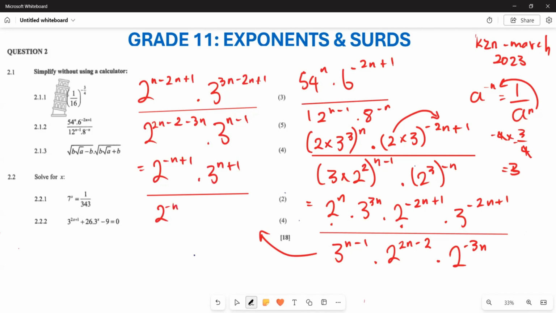And now, when you write this other one, it is going to be the same as what? Your denominator is going to multiply by 3 to the power of n subtract 1. And now you are going to do it. Remember, you are dividing powers of the same base. You have 2 here, 2 here, 3 here, 3 here. When you divide powers of the same base, you are going to subtract the exponents. So what is it that you are going to have here?